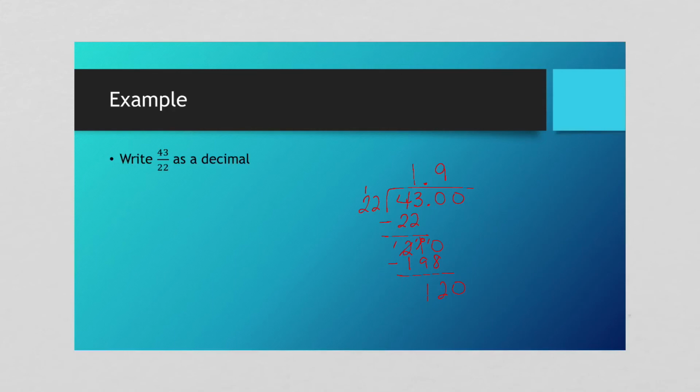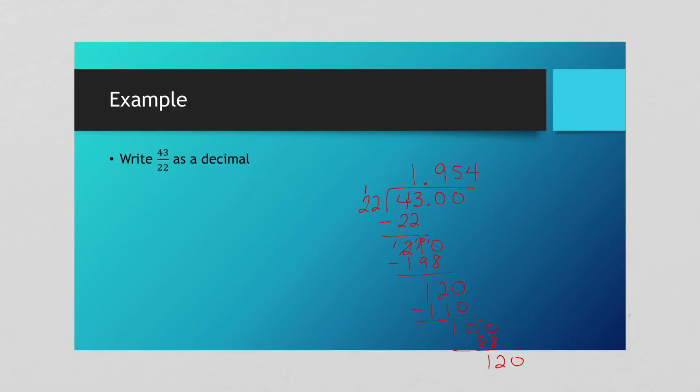22 into 120. I think it'll go about 5 times. 5 times 2 is 10, plus 1 is 11. And 22 into 100 will go 4 times. 88. Come on now, where am I going to get my repeating decimal at? I'm sure I'm going to get one. There we go.